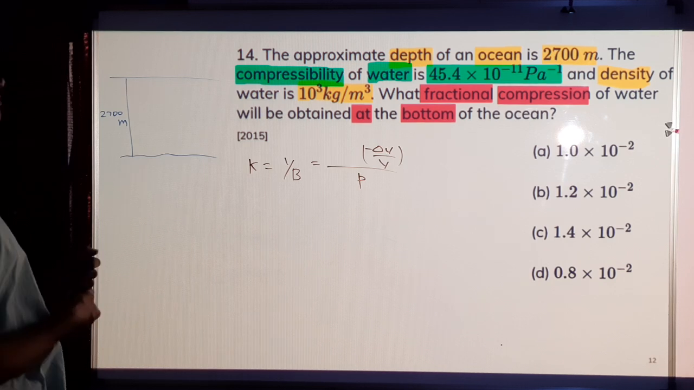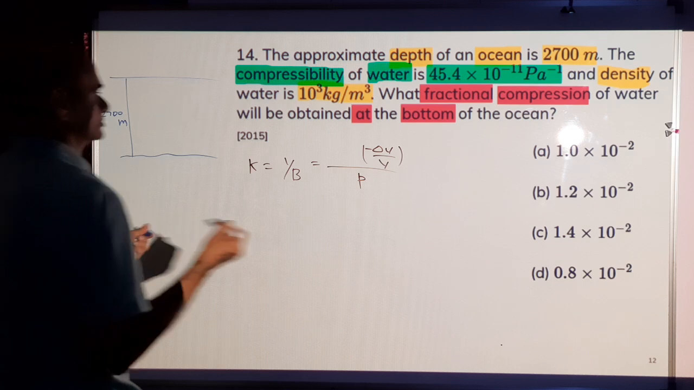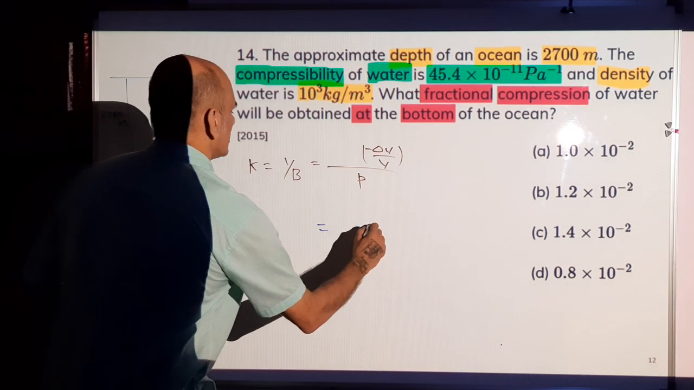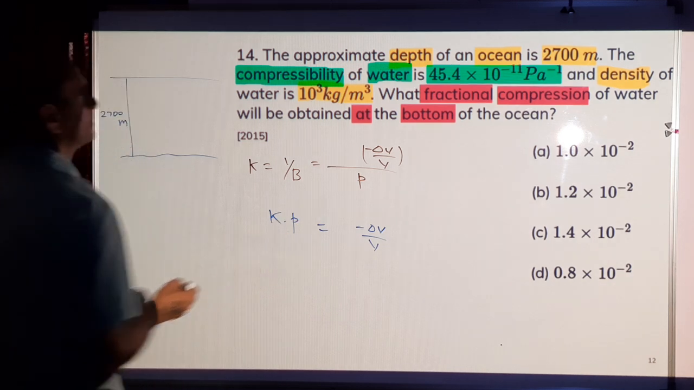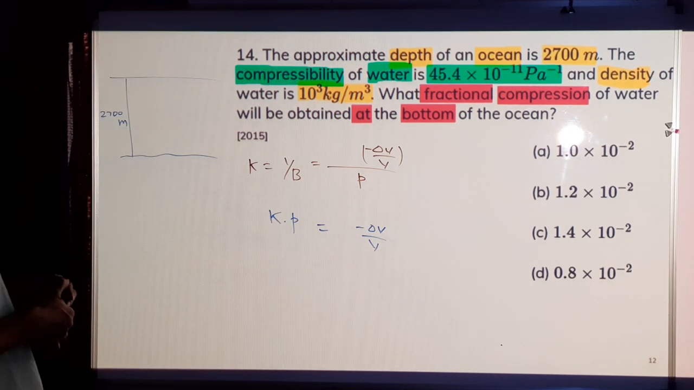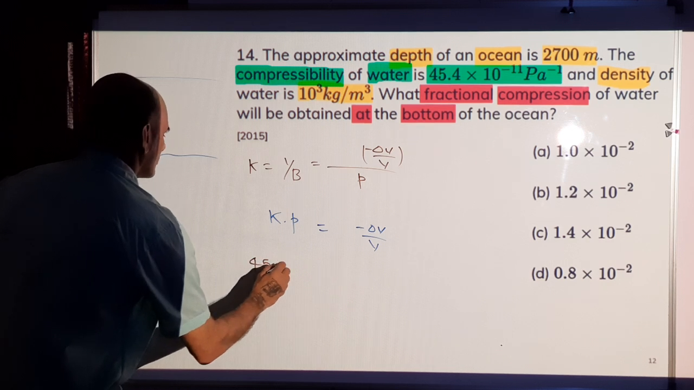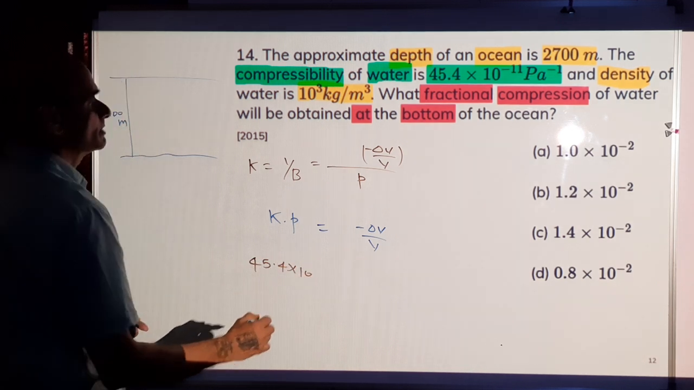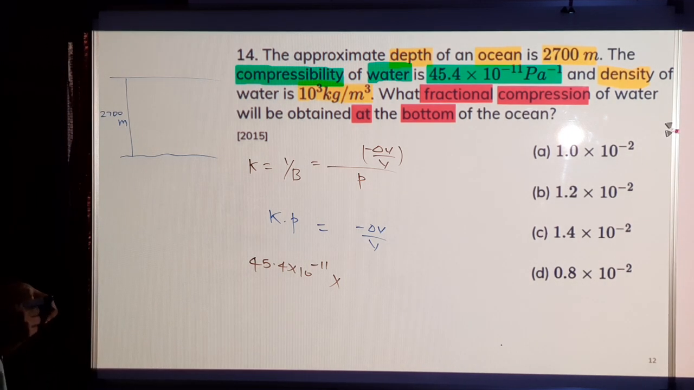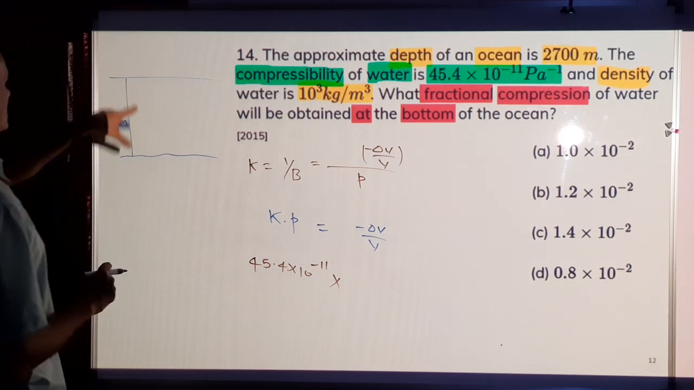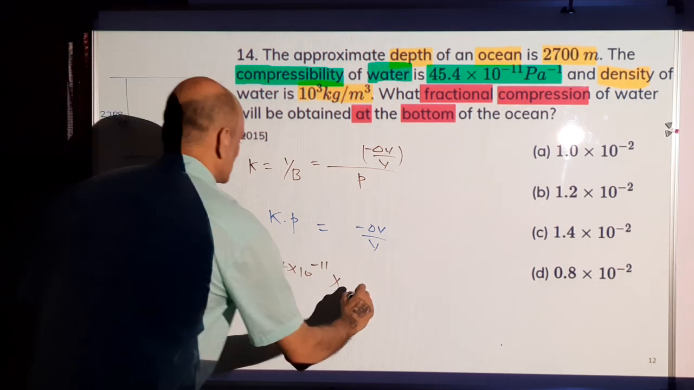So you have to find the fractional compression of water. So you have to find this quantity. So that is nothing but minus delta V by V is K into P. K value is 45.4 into 10 to minus 11 per Pascal, and the pressure is because of the weight of the water above it. So rho g h of water.